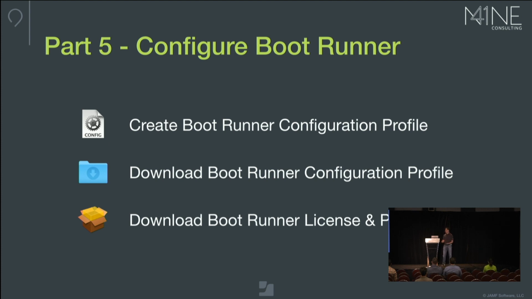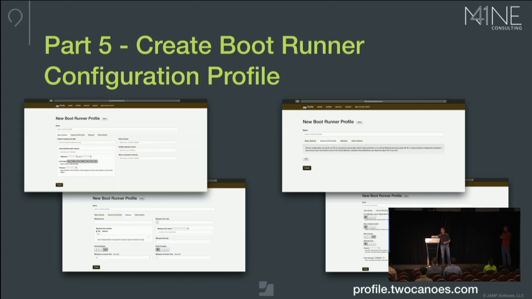So it came in 3 parts. We created the boot runner config profile. That's done online. It's free. We download the boot runner configuration profile that we made, and then we download boot runner itself and the license and its install packages.